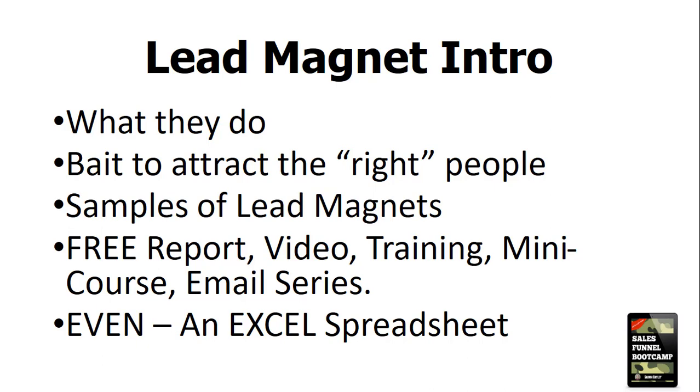We're going to be talking about lead magnets and what they are and how to use them. So what is a lead magnet? What do they do? What a lead magnet is, essentially, is bait. It's bait to attract the right kind of people and also to repel the wrong kind of people, right?